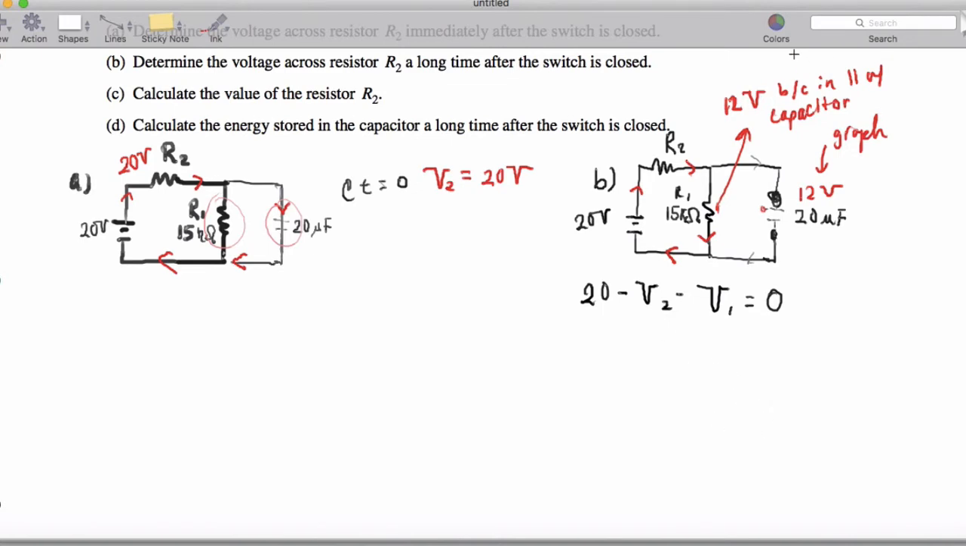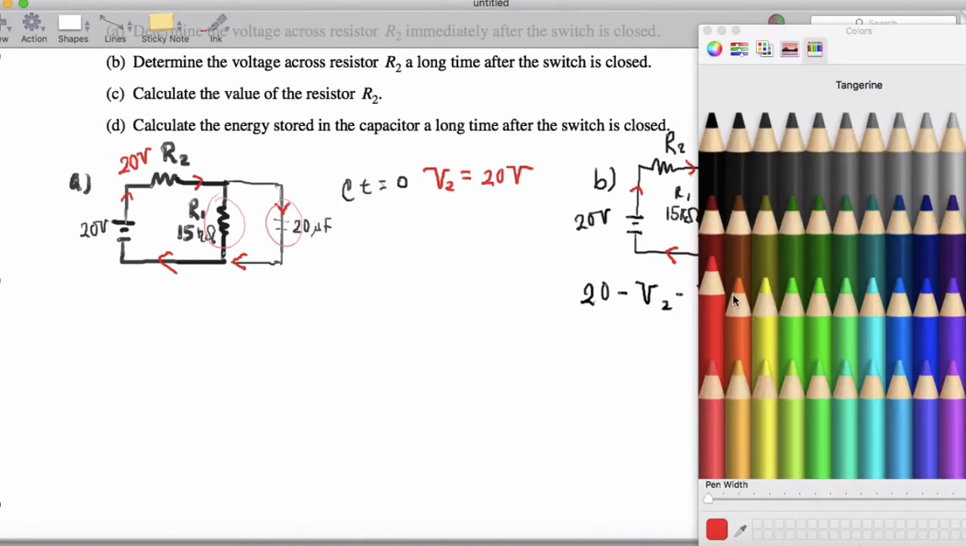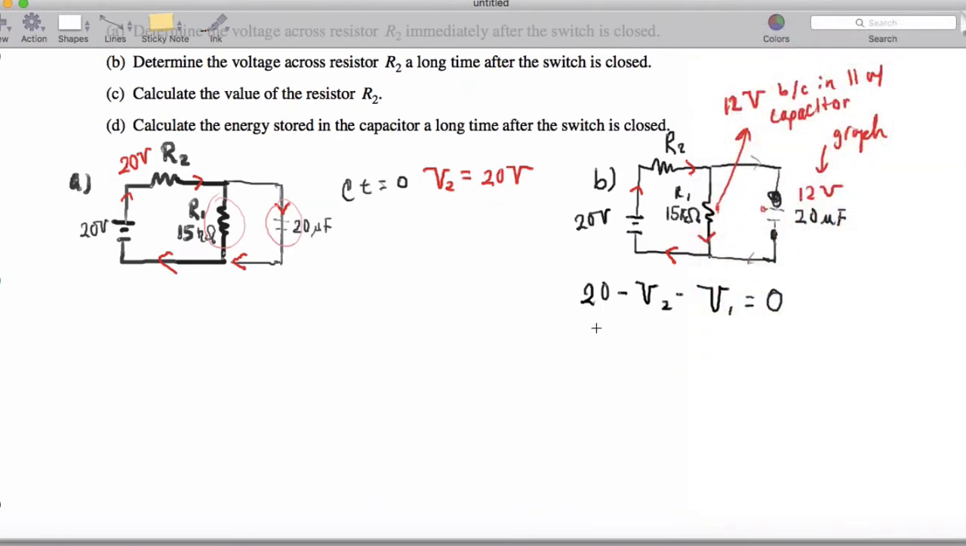So now what can we say? We can now plug in some numbers to get the voltage across R2. So that will be 20 minus V2 minus the 12 volts on V1 equals 0. So the voltage across R2 is going to be 8 volts. Now, we want to calculate the value of resistor R2. Let's go ahead and do that in part C.